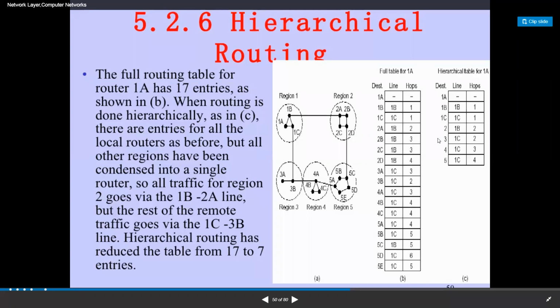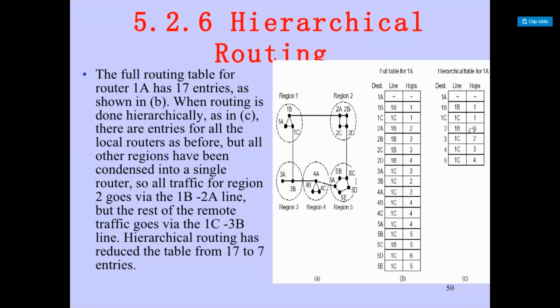1A to 2, 2 means the region 2. 1A to 1B, 1B to 2A, right? So the line will be 1B, the hops will be 1 and 2. See here, line will be 1B, the hops will be 2.